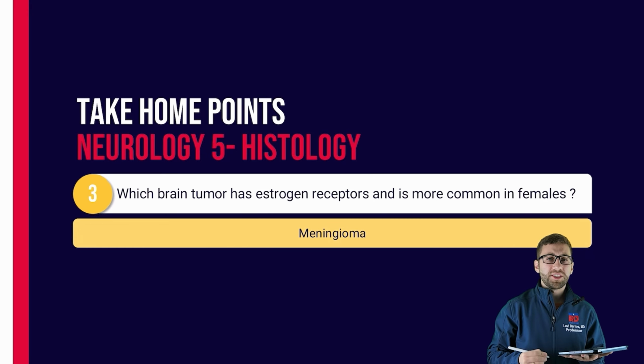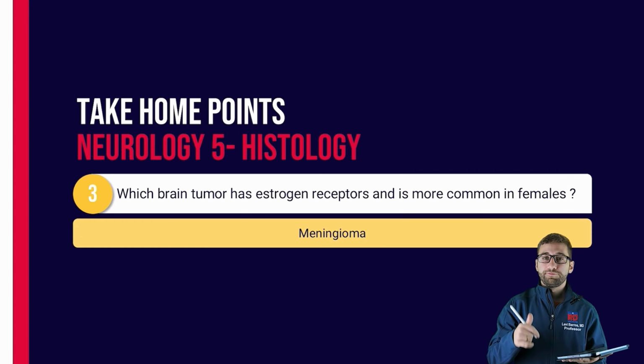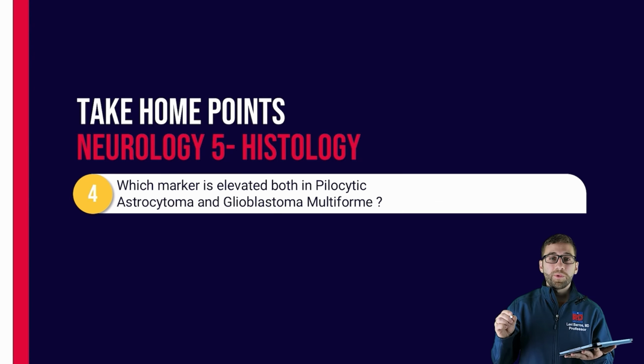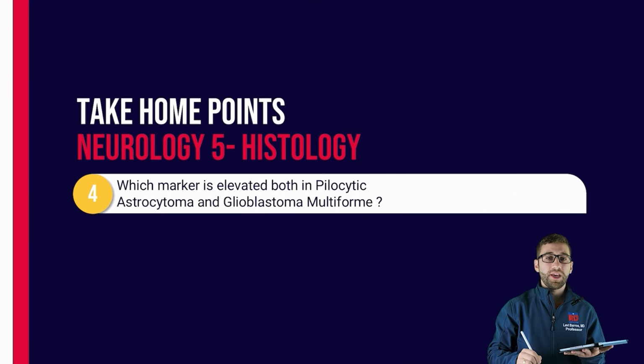Meningioma often presents with symptoms related to compression of adjacent brain structures, such as seizures or focal neurological deficits. Histologically, they are characterized by whorled patterns of spindle cells and psammoma bodies. Nice. Moving on. Which marker is elevated in both pilocytic astrocytoma and GBM?